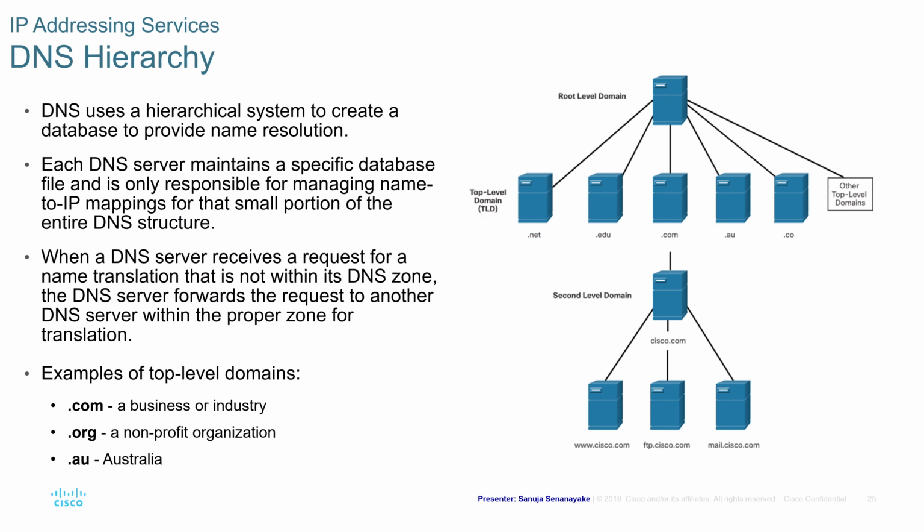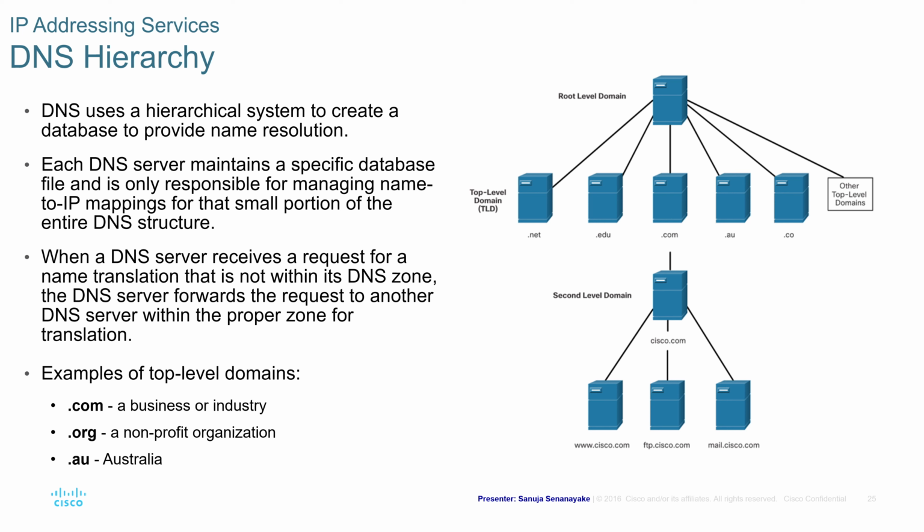So if you look at the DNS hierarchy, DNS uses a hierarchical system to create a database to provide name resolution. Each DNS server maintains a specific database file and is only responsible for managing name to IP mappings for that small portion of the entire DNS structure. When a DNS server receives a request for a name translation that is not within its DNS zone, the DNS server forwards the request to another DNS server within the proper zone for translation.